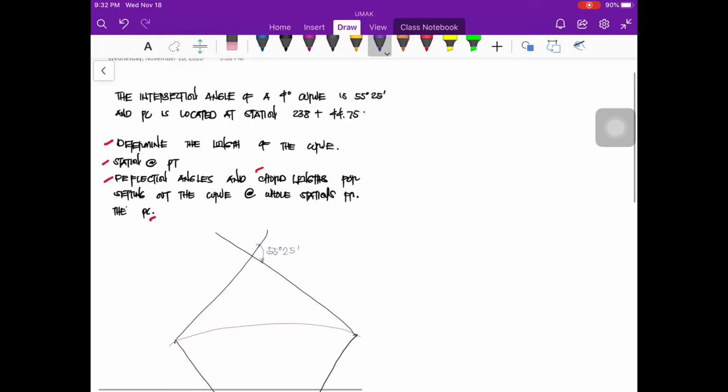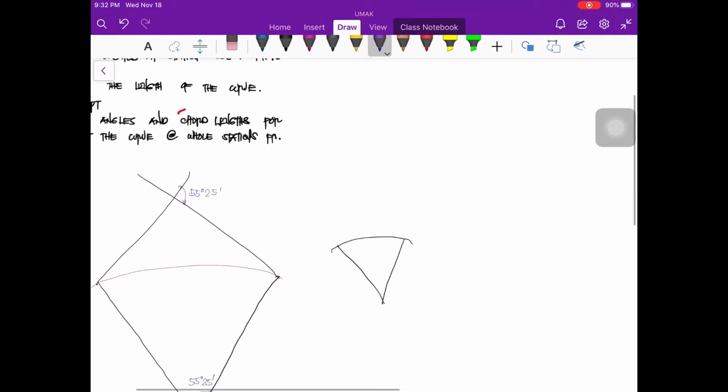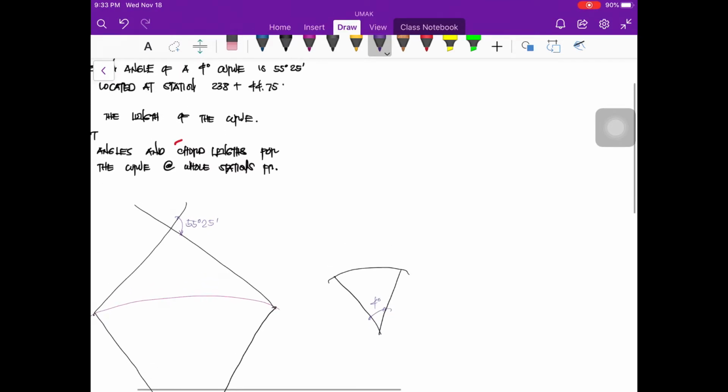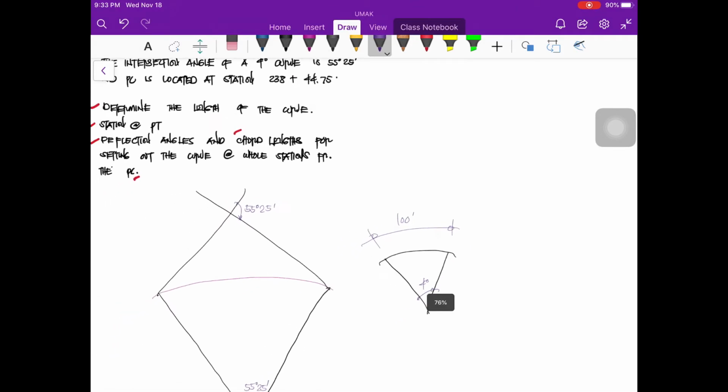Okay, then the intersection angle of a 4-degree curve. When you say 4-degree curve, meaning your deflection angle is 4 degrees, so this one is 4 degrees, and the standard distance per station of a curve is 100 feet. So that's a simple analysis of that.